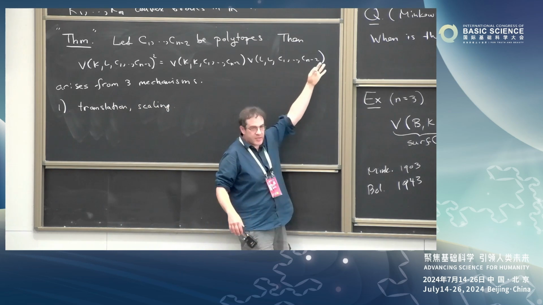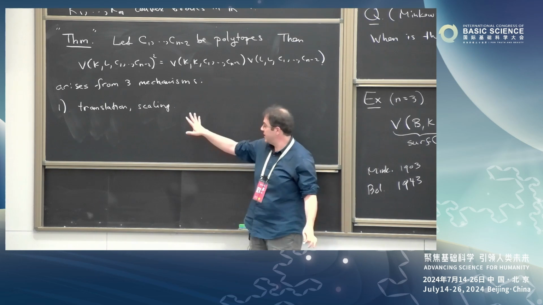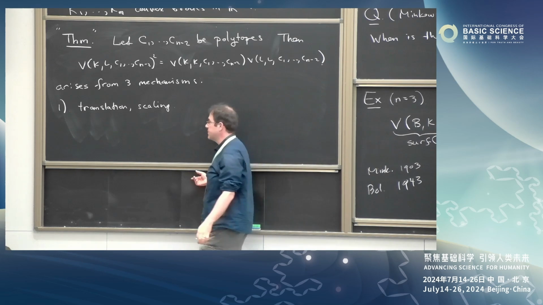This inequality is invariant under translation and scaling. So any equality cases have to be invariant under translation and scaling. Those are the easy ones, right? They appear even in the smooth case.